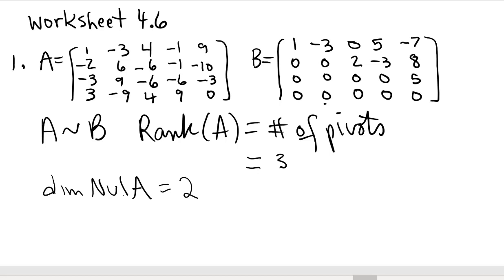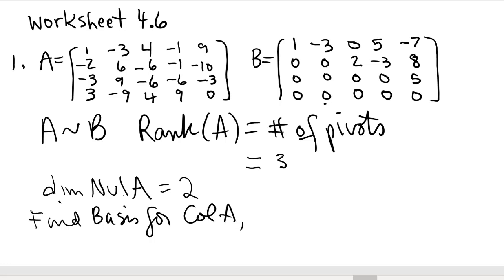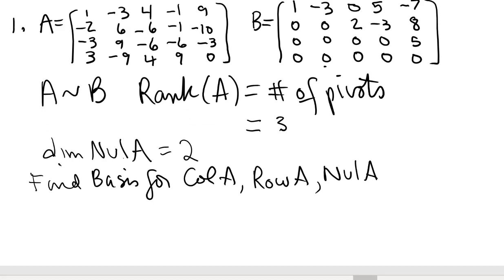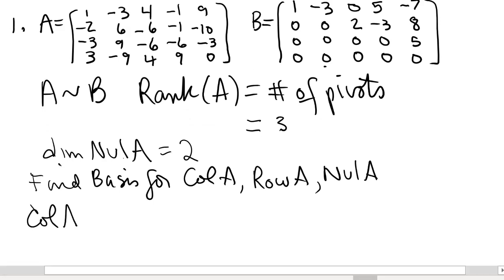We're also asked to find bases. Find a basis for column A, row A, and null A. Those 3 subspaces. So for column A, the basis is the pivot columns of A. And we have to go back to A to get these pivot columns. We don't take them from B.